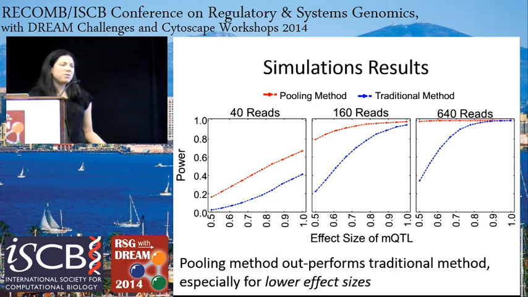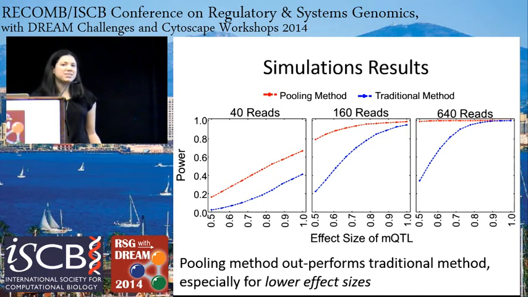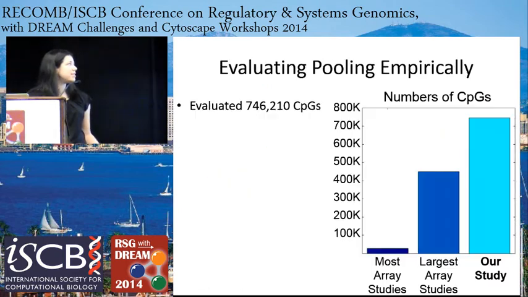What we see is that the pooling method does especially well in comparison to the traditional method for MQTLs with low effect sizes. For example, for 160 reads, the pooling method identifies the MQTL almost 4 times as often as the traditional method. This demonstrates that being able to identify allele-specific methylation can help us identify MQTLs that we cannot find by using the microarrays, and that this is especially true for MQTLs where the SNP allele is not perfectly correlated with the cytosine's methylation status.